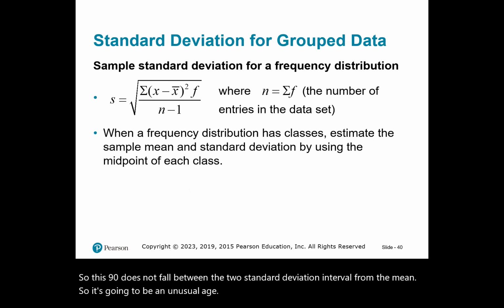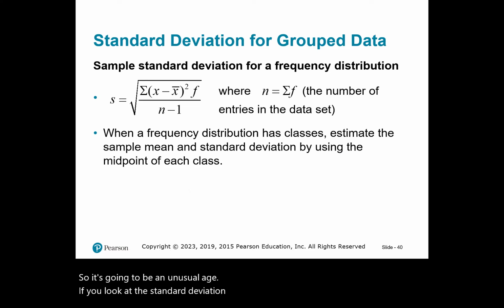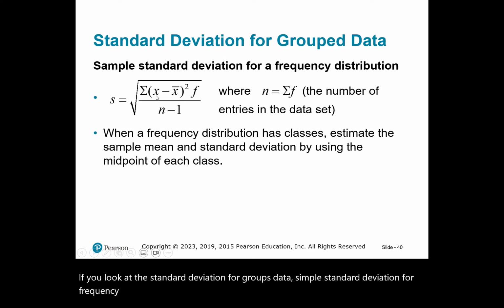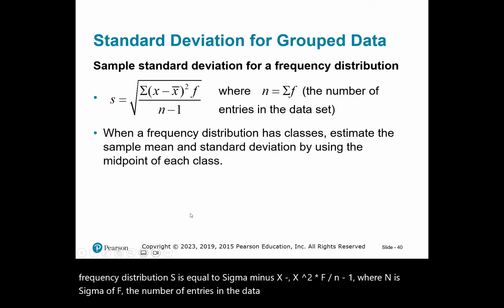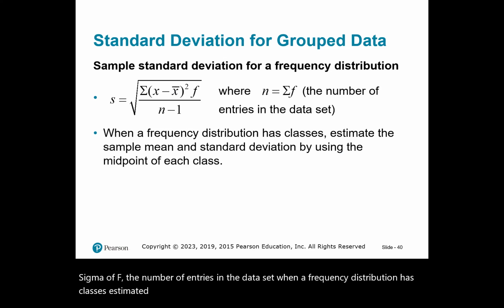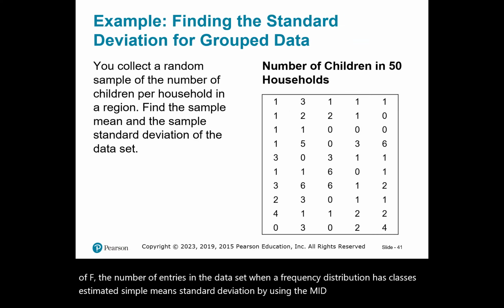If you look at the standard deviation for grouped data, the sample standard deviation for a frequency distribution, s is equal to the square root of the sum of (x minus x bar) squared times f, over n minus 1, where n is the sum of f, the number of entries in the data set. When the frequency distribution has classes, estimate the sample mean and standard deviation by using the midpoint of each class.